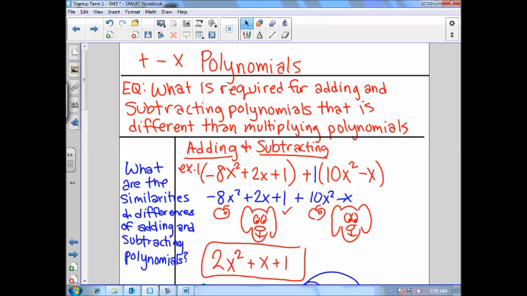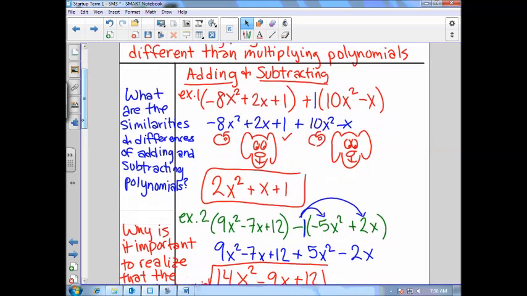Okay, so our essential question was, what is required? Well, yours was slightly different, but it's the same idea. What is the difference between adding and subtracting polynomials versus multiplying polynomials? That's what ours says, right? Okay, so what are the differences between adding and subtracting polynomials and multiplying polynomials? We talked about this at the beginning. What do you do in adding polynomials? What are the steps?